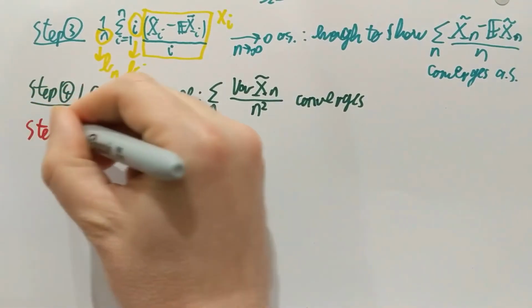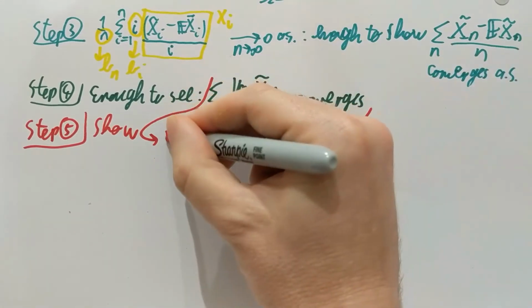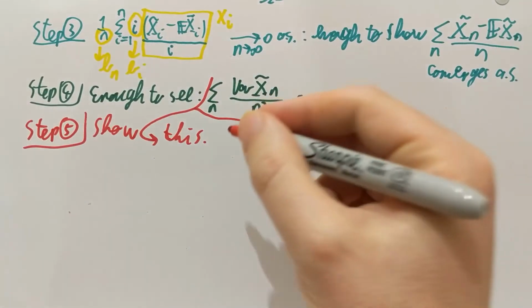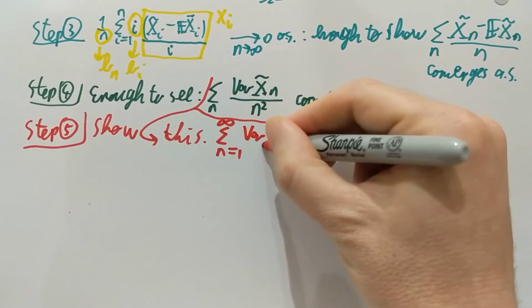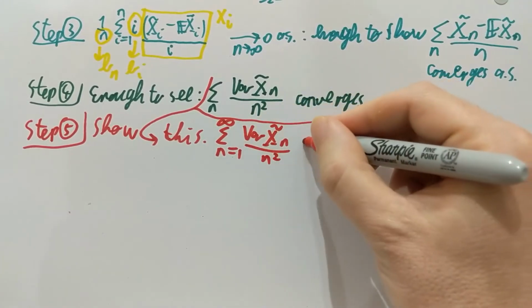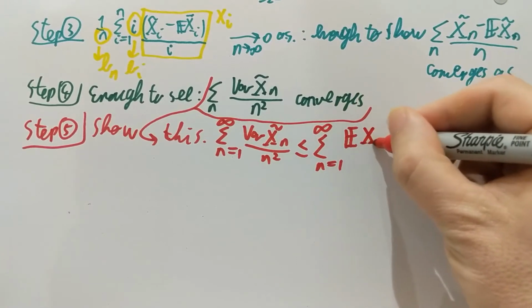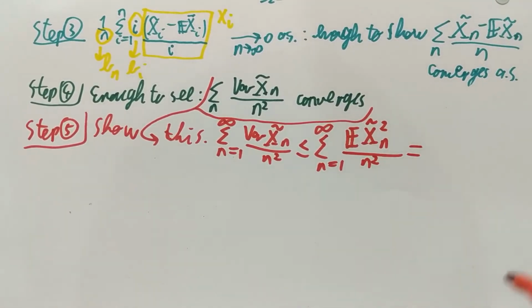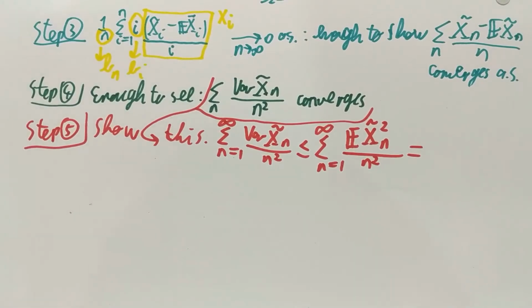So step 5, let's actually show this. Okay, so how do we show this? That's going to be a little bit of a calculation. I'm going to start off with exactly this quantity, this sum from 1 through infinity of the variance of x_n tilde over n squared. The variance is always bounded from above by the second moment. So I can actually look at the second moment of x_n tilde squared over n squared. Okay, so what was that? Well, the definition of the x_n tilde was that it was the original random variable x_n truncated at n. So I'm going to put that back in now.